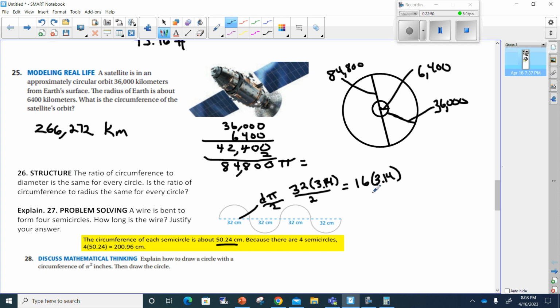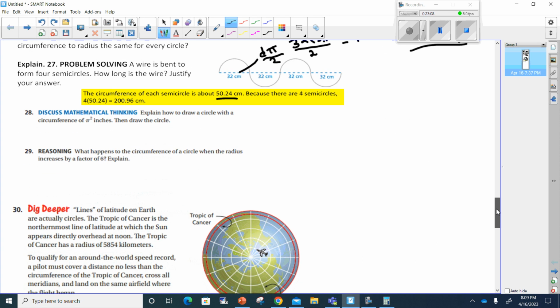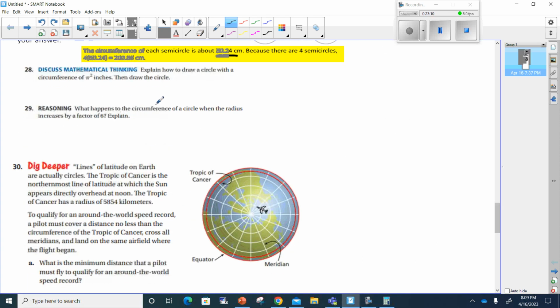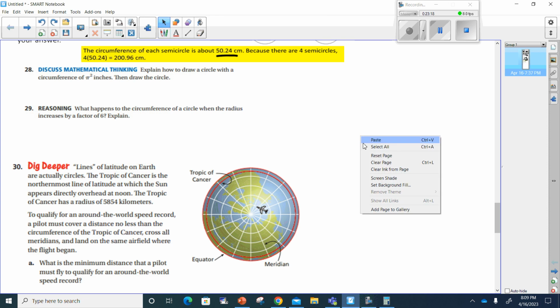So we're going to multiply our answer by 4, because there are 4 of them, and that's going to give us 200.96 centimeters. All right, I've got number 29 to do. What happens to the circumference of a circle when the radius increases by a factor of 6? Well, nice easy answer again.